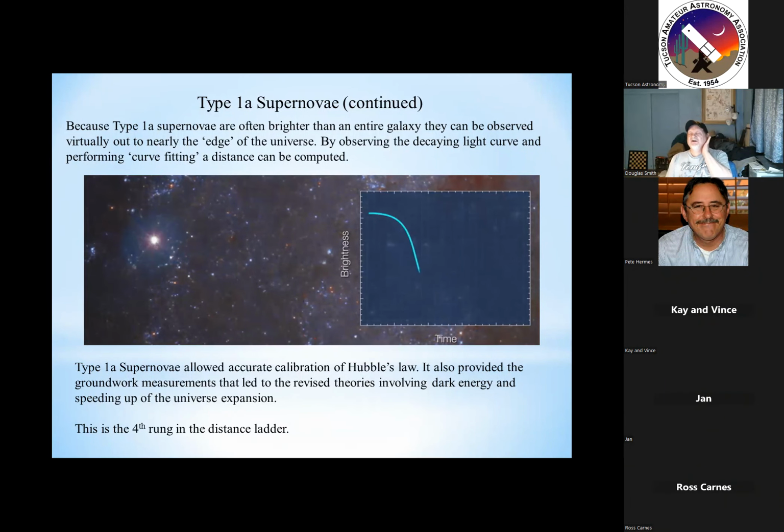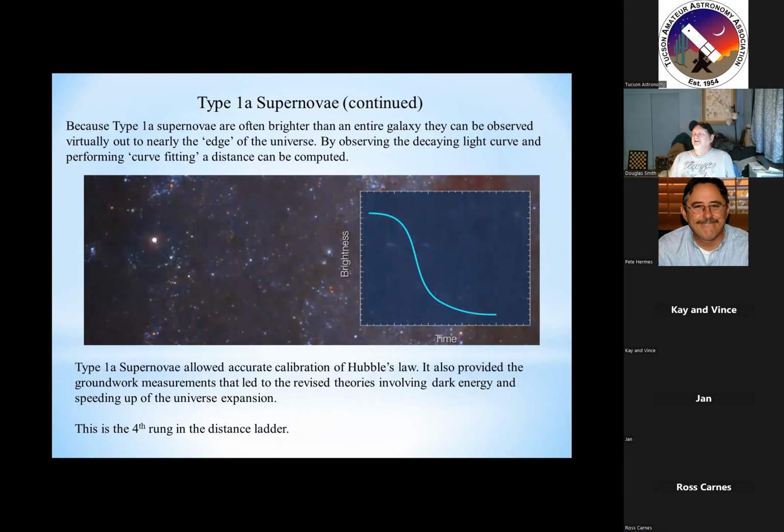And this allowed astronomers to, quote, calibrate Hubble's law, because now they could look at galaxies out to billions of light years away, as long as you saw a type 1a supernova. So astronomers today are always looking for supernovas because they want to catch this decay curve, because then they can get a good measurement of a distance. And it's pretty accurate. They found that it's accurate to within a few percent, as far as they've been able to tell up to now.